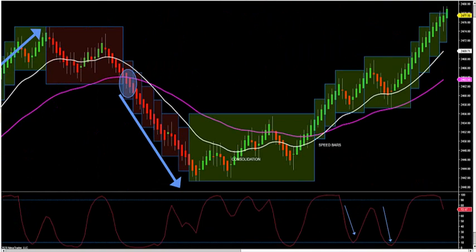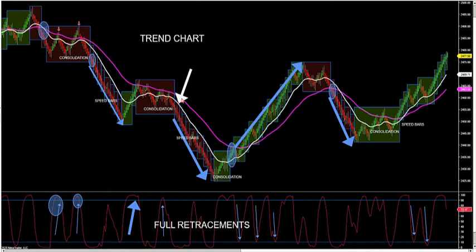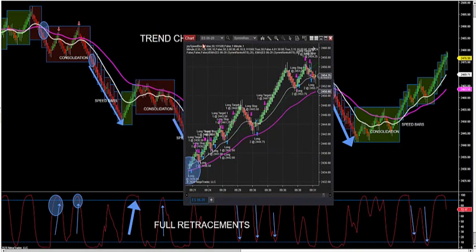This is a key. This chart is a key, guys and gals. This chart lets me know: consolidation, speed bar, look for trades off the smaller time frame. Consolidation, speed bar, look for trades off your smaller time frame. Use your 9-sim trend chart for speed bars to come in and to take advantage of the market, okay?